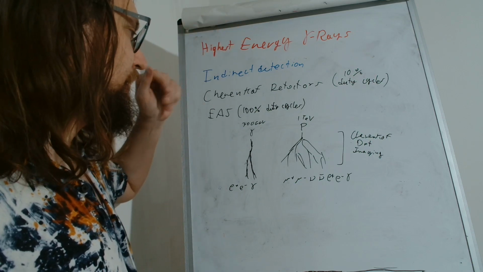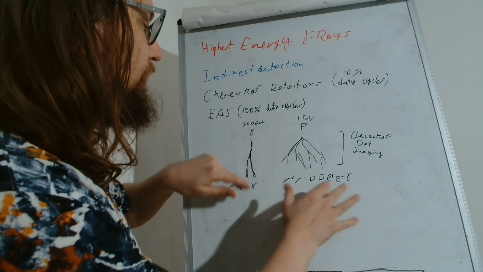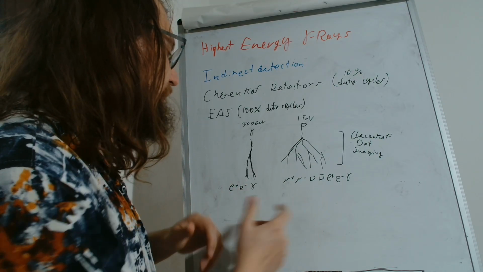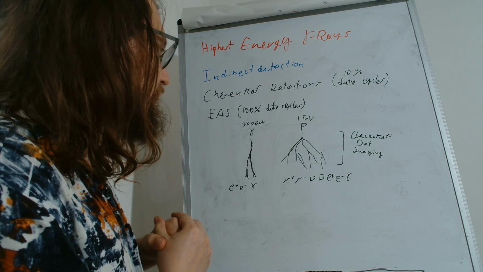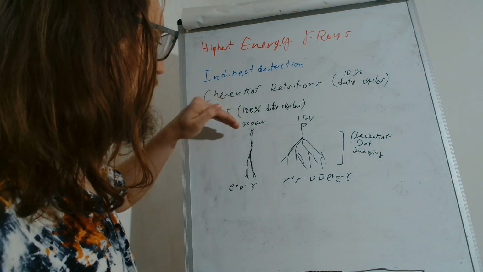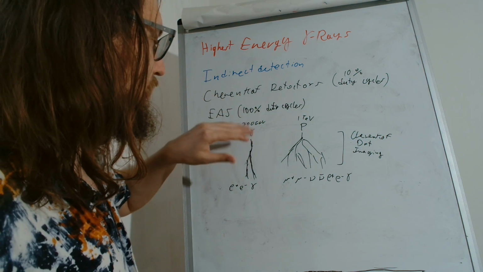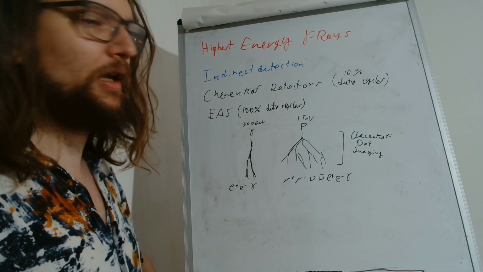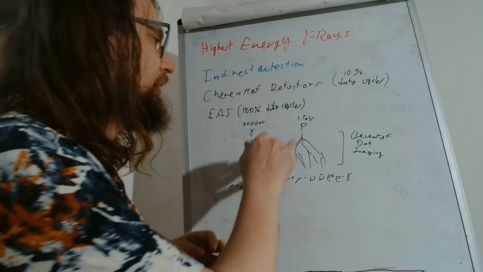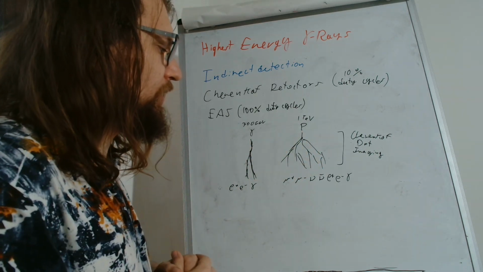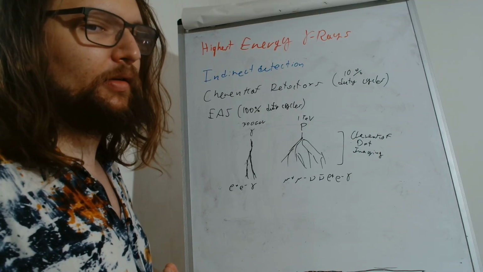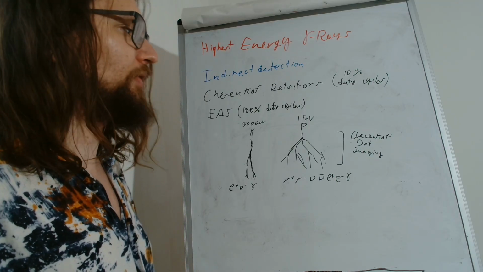And also with the extensive showers you can detect on the ground the types of particles, and in this case the shower initiated by a gamma ray only has electrons and gamma rays. Instead, a shower initiated by a proton has also muons and neutrinos, as we have seen in the second video.